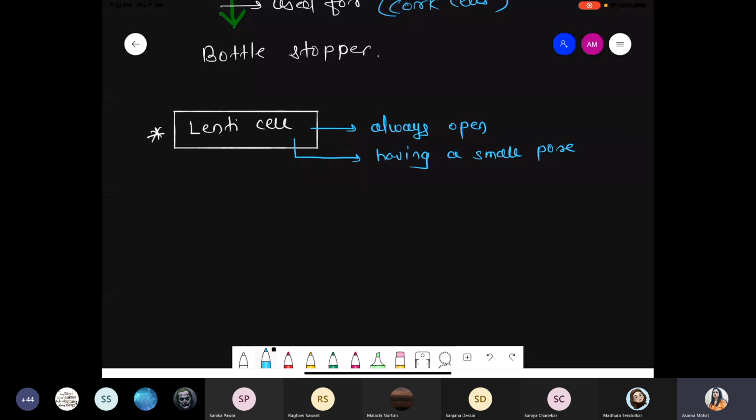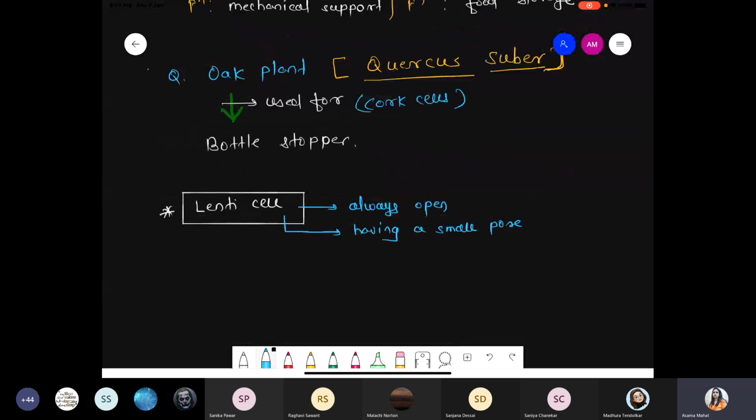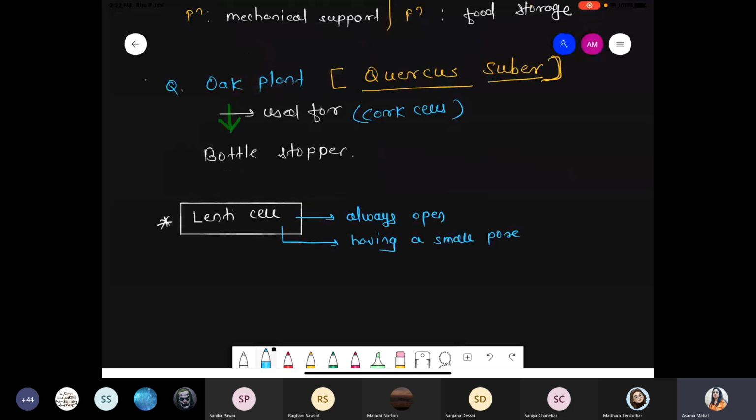Ma'am, could you please scroll up a bit? So we are talking about the lenticel. Lenticels are a specific type of cell having a small pore. Due to that property, we can say they are always open. Now, lenticels are present on the stem, as well as on the root, as well as on the fruit. Such small pores are present on root cells, stem cells, and fruit. But please remember, they are totally absent on the leaf.